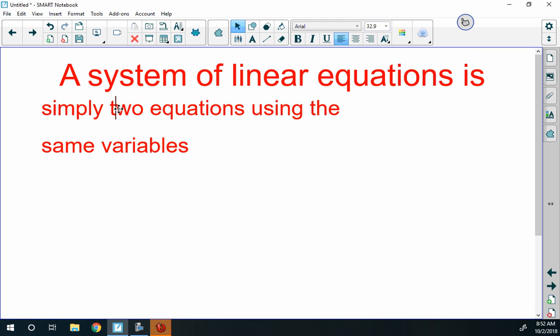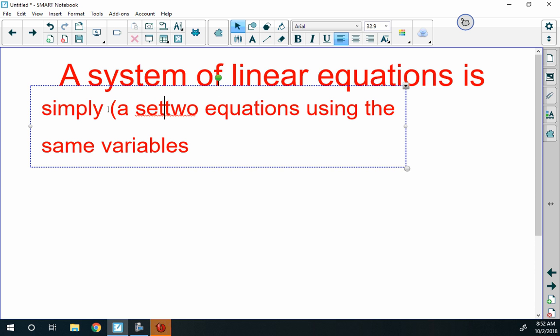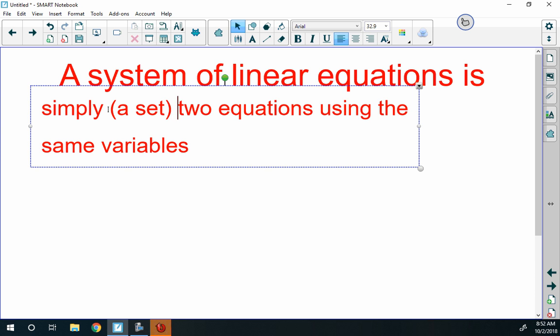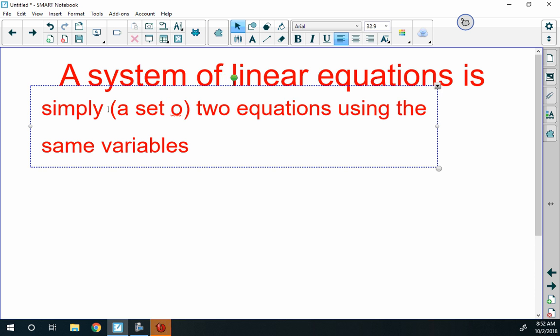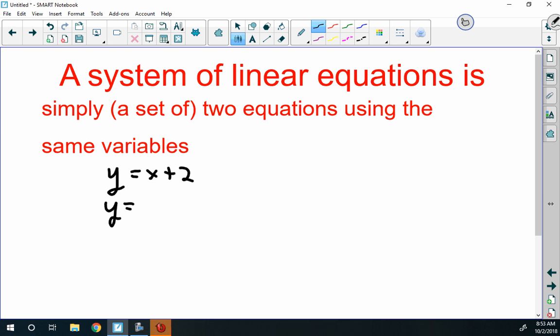One word that I left out, it's optional, but I'm going to say it's a set of two equations using the same variables. Okay. So to see what that looks like, we might have something like y equals x plus 2. And we might have something like y equals negative 3x minus 2.